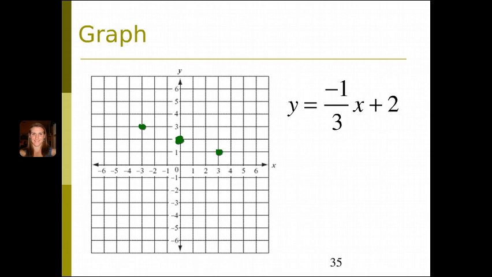Once you have your points drawn, draw a straight line between those points, and that is the graph of your line. Notice that this is a negative line because we had a negative slope.